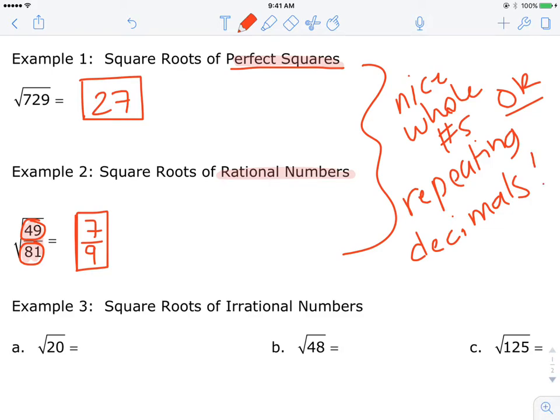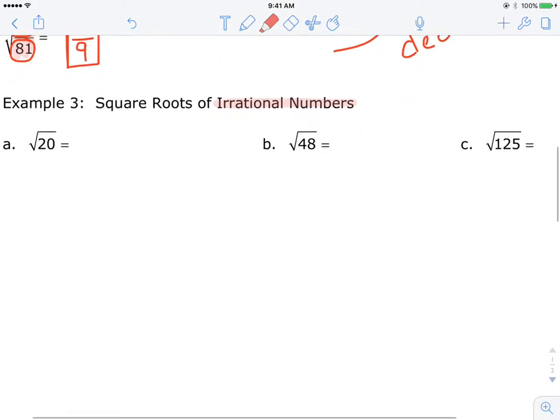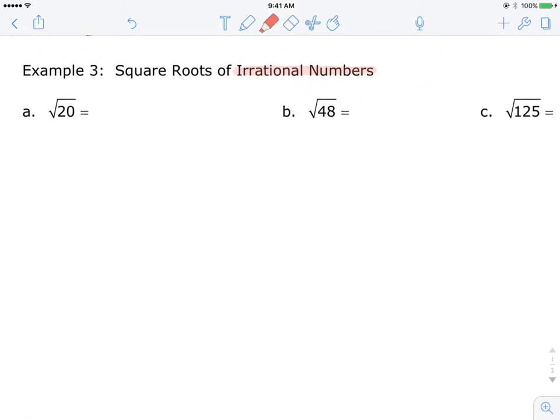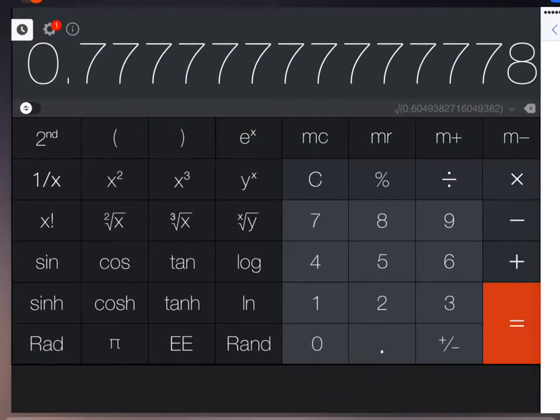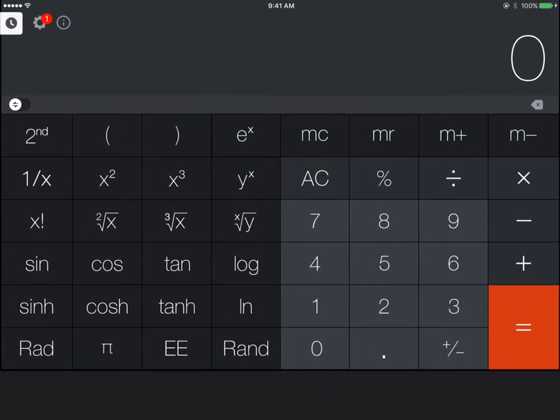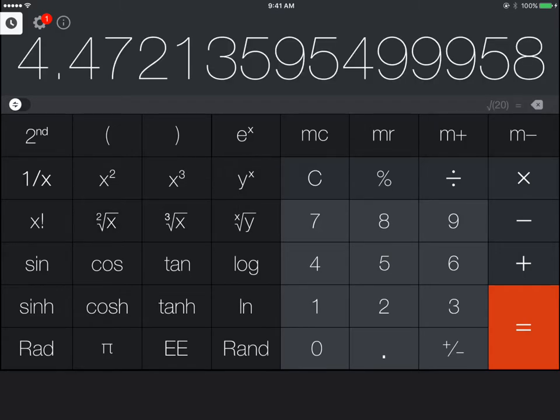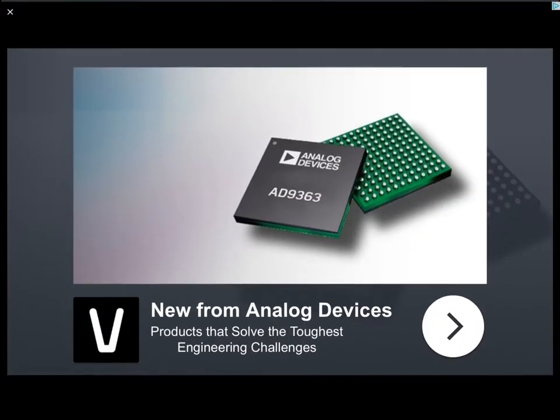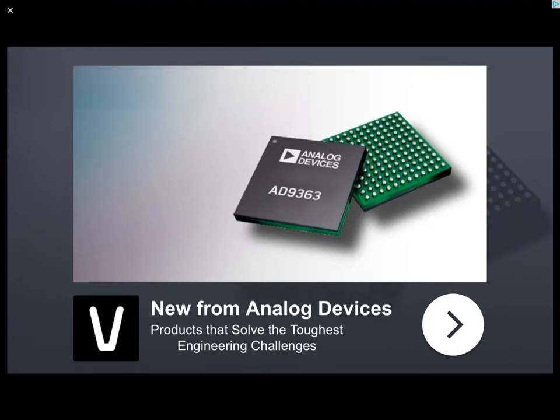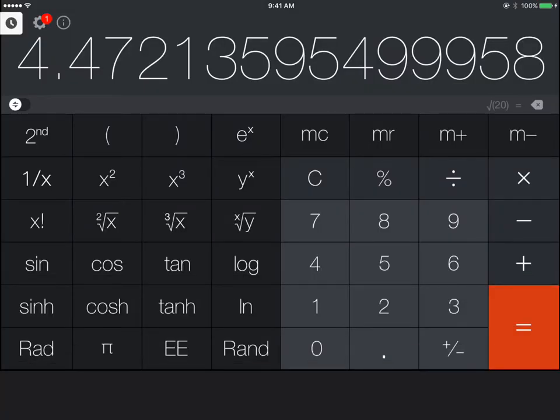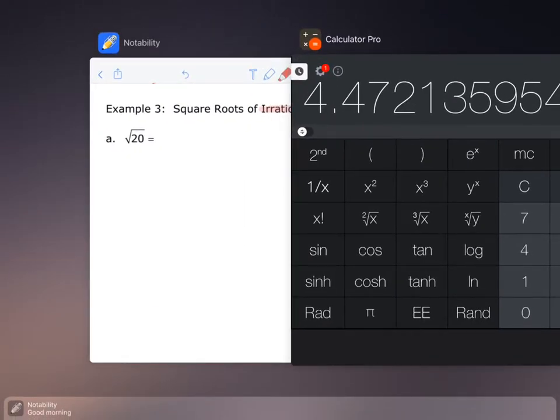Now we're going to take the square roots of irrational numbers, numbers that are not perfect squares, and so they're going to give us crazy looking decimals. If I type in the square root of 20 in my calculator, I would get this crazy decimal right here. See how there's no repeating going on? Our previous answer was 0.7777 repeating. This one is something different.